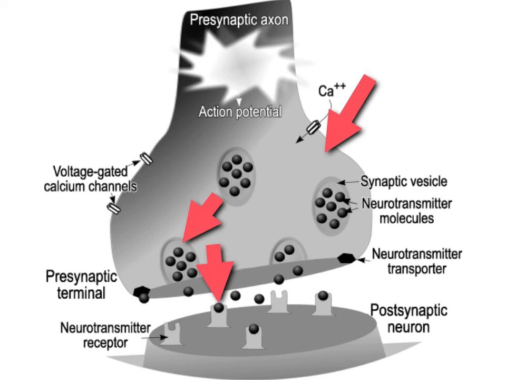If insufficient neurotransmitter is released and the threshold voltage is not achieved, the impulse will not be transmitted through the postsynaptic neuron.